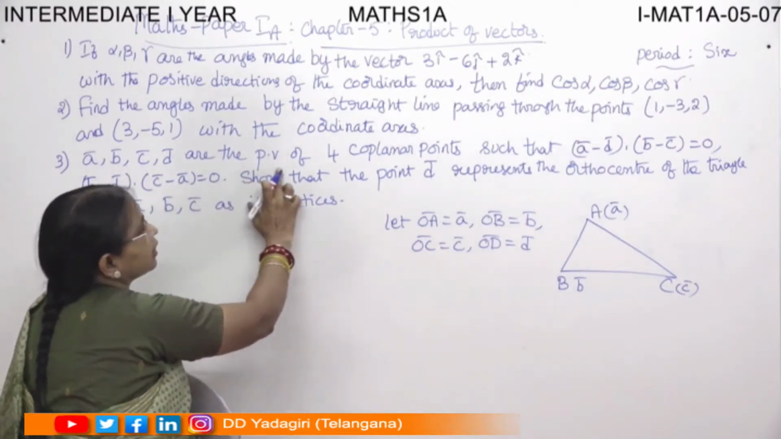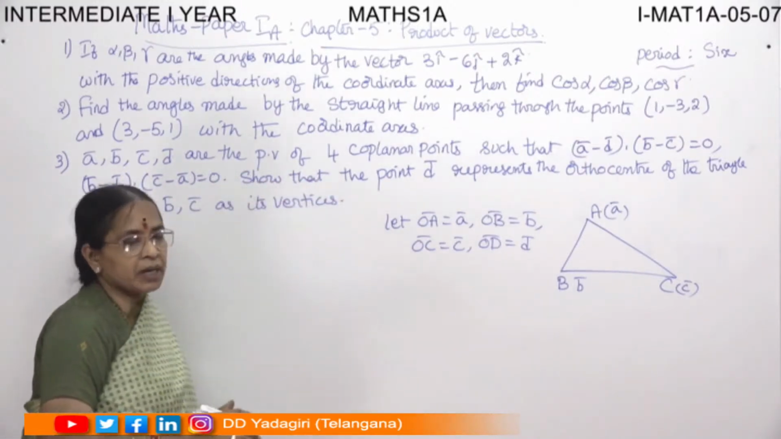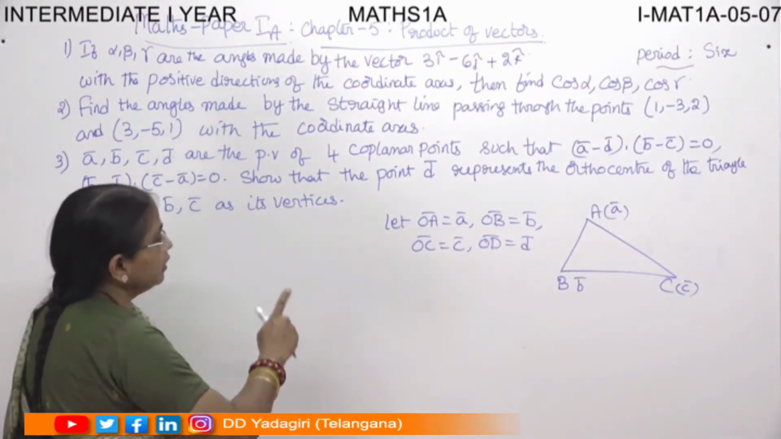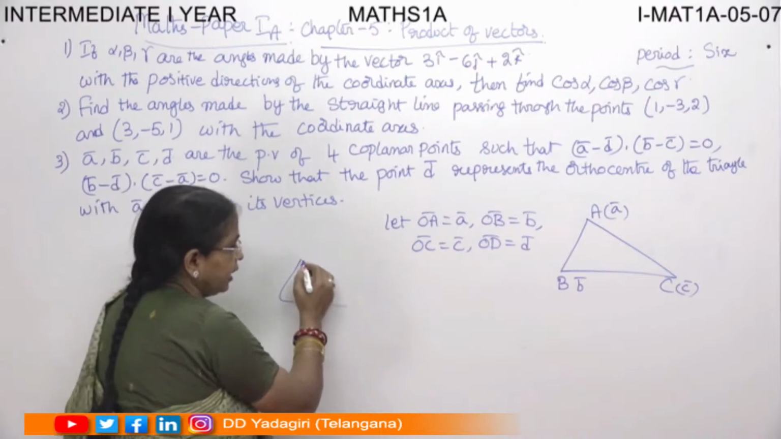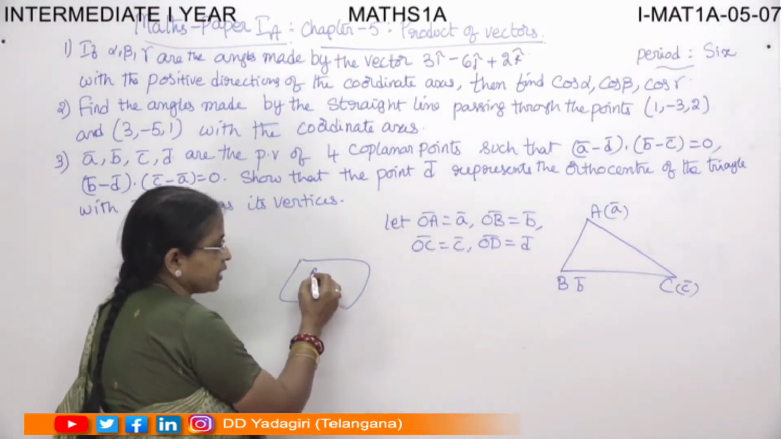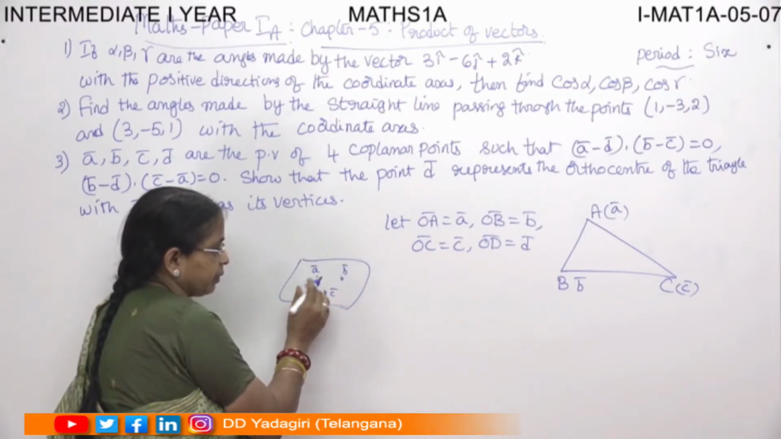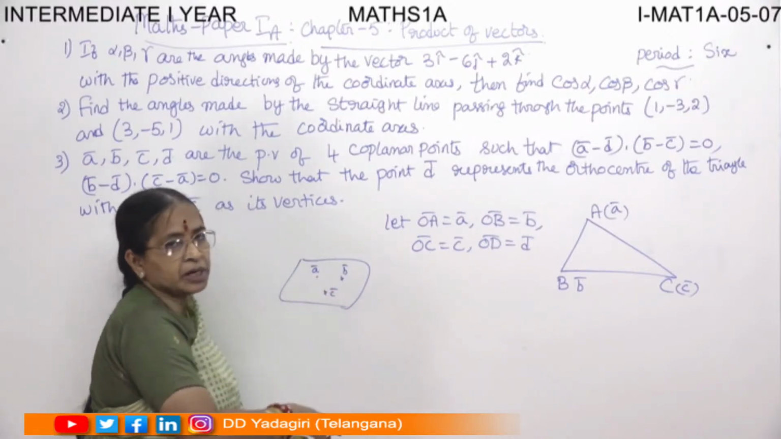A, B, C, D are the position vectors of four coplanar points. So, in the plane, you have 4 points, A, B, C, and D. And then their position vectors are A bar, B bar, C bar, and D bar. 4 points are there.